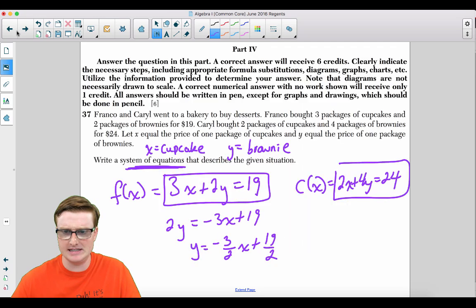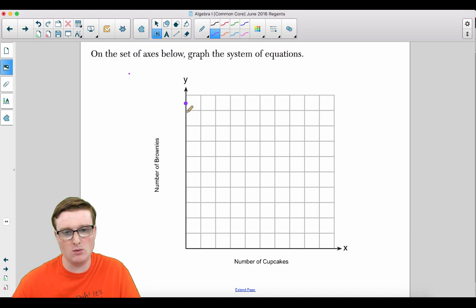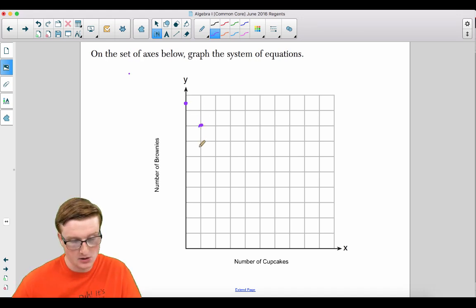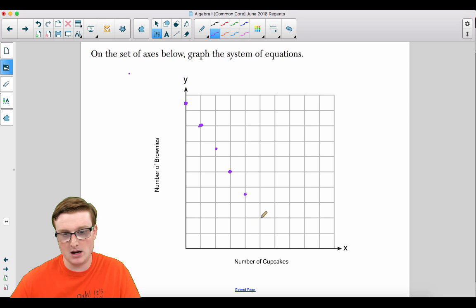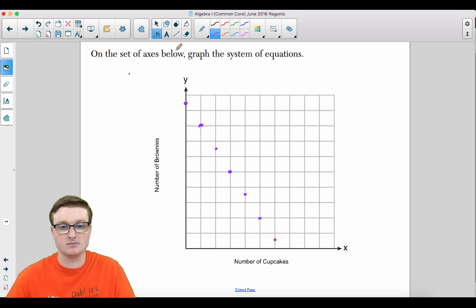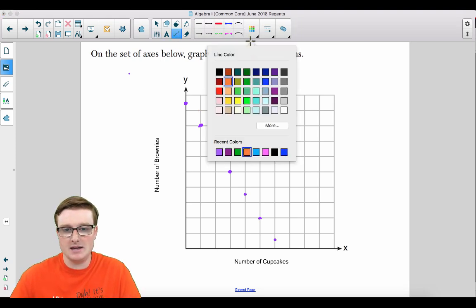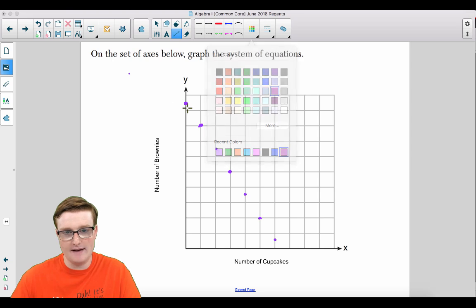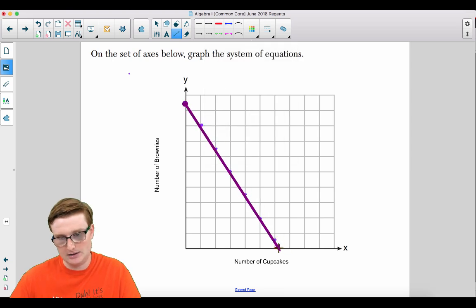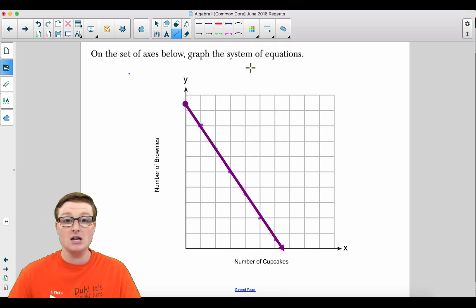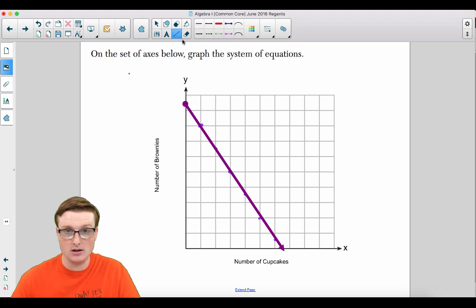Down 1.5, to the right by 1. Down 1.5 to the right by 1, and you just keep on repeating that process. Unfortunately, you are in the middle of the graph here of the axes. So from here, you're just going to graph that line, like that. Okay? So that is Franco's function.